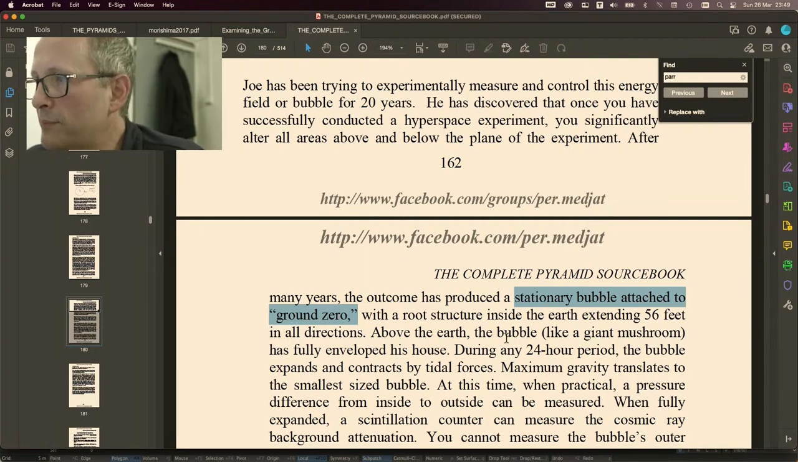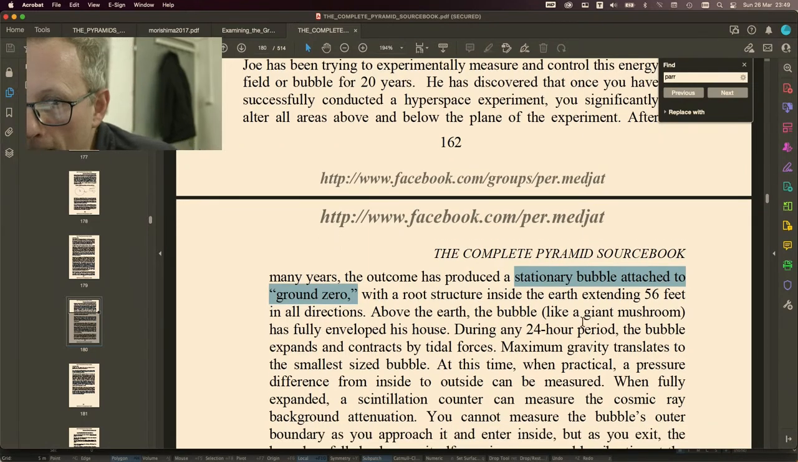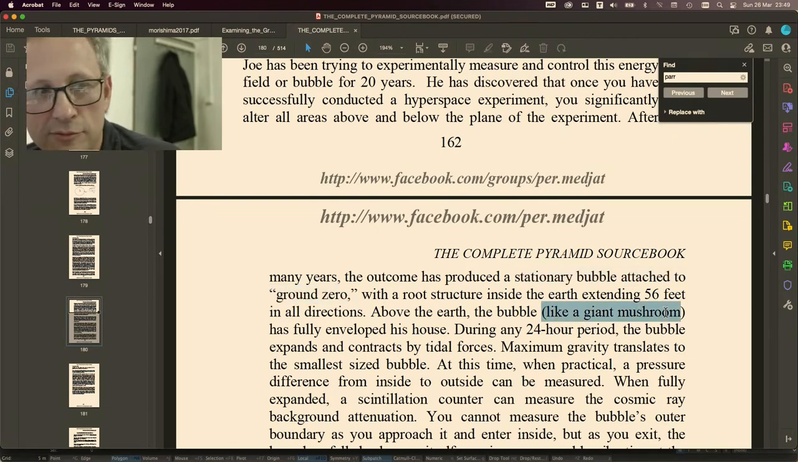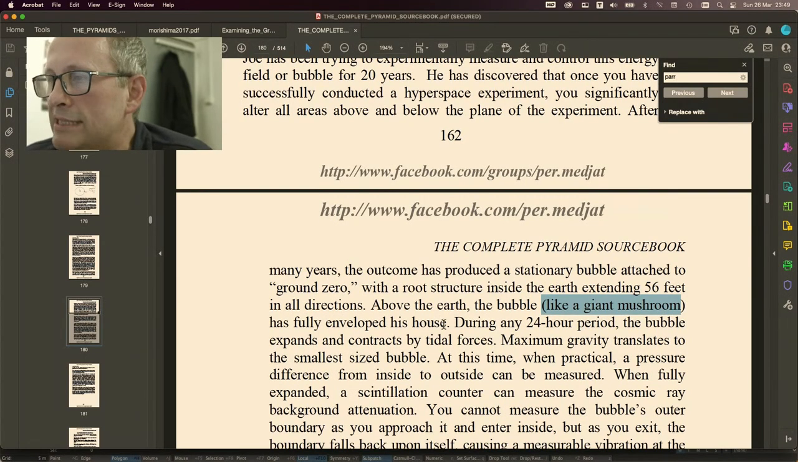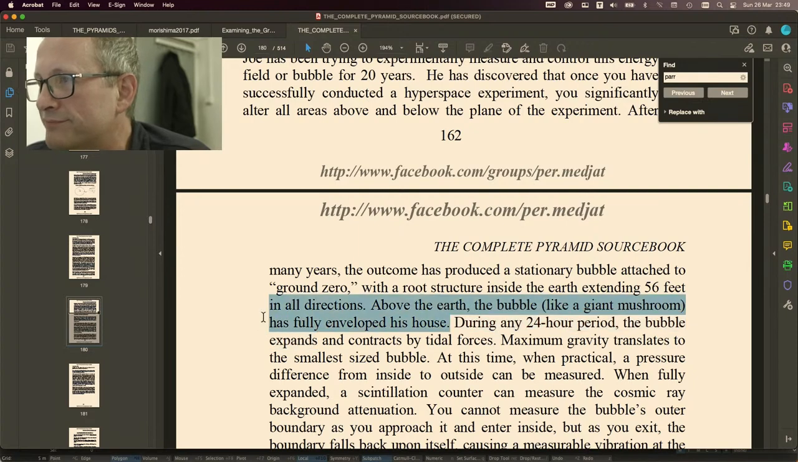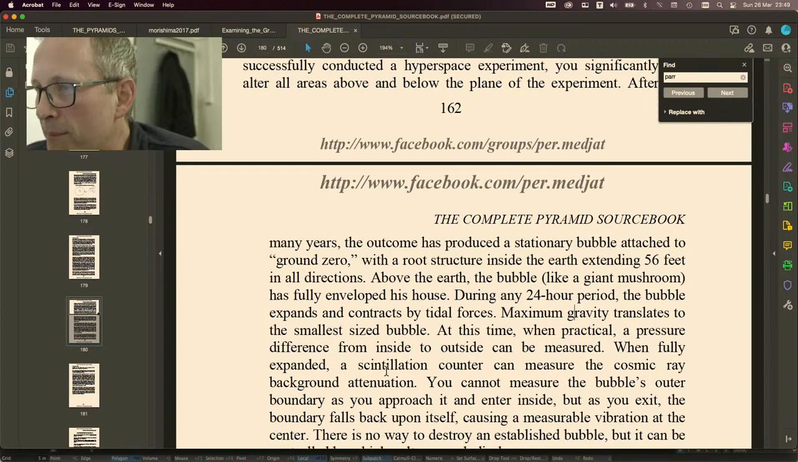Above the Earth, the bubble, like a giant mushroom, oh, where have I seen something that looks a little bit like a mushroom? Could it be Tesla's 1914 Wardenclyffe Tower patent? It has fully enveloped his house. During any 24-hour period, the bubble expands and contracts by tidal forces. Maximum gravity translates to the smallest size bubble.